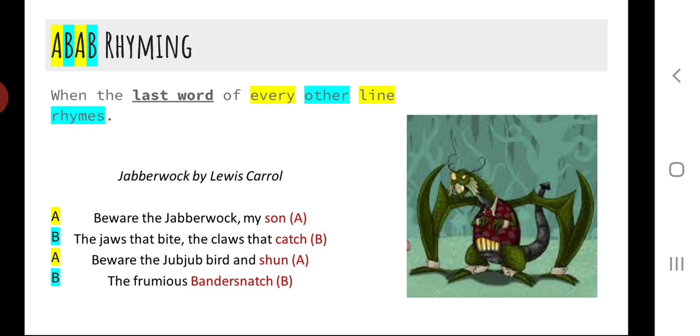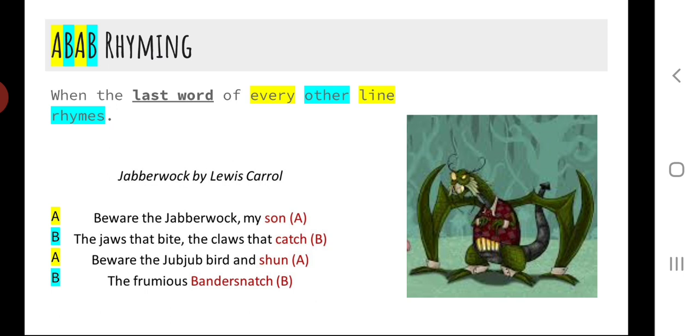Here is an example of an ABAB rhyme scheme. And that's just when the last word of every other line rhymes. So here is the Jabberwocky by Lewis Carroll. And so first line we have, beware of the Jabberwock, my son. And by the way, this poem was written with a lot of nonsense words. So it's okay if you don't know what Jabberwocks are or Jub birds, because they're all made up and you get to imagine them in your head, which is part of the point of this poem.